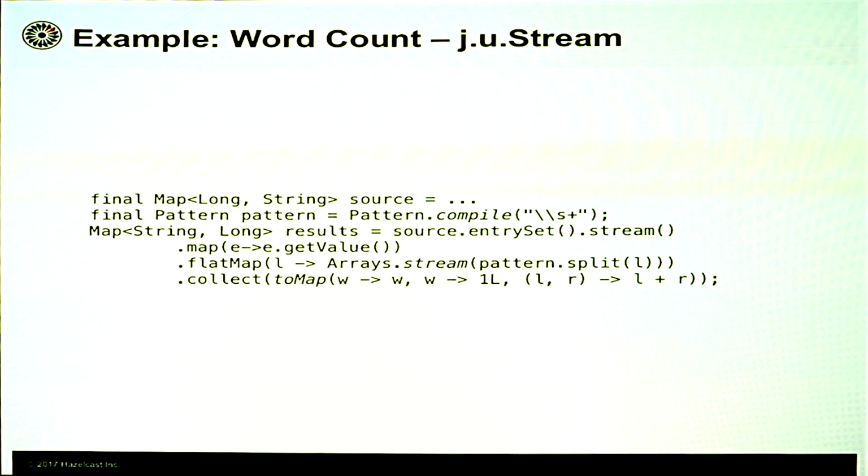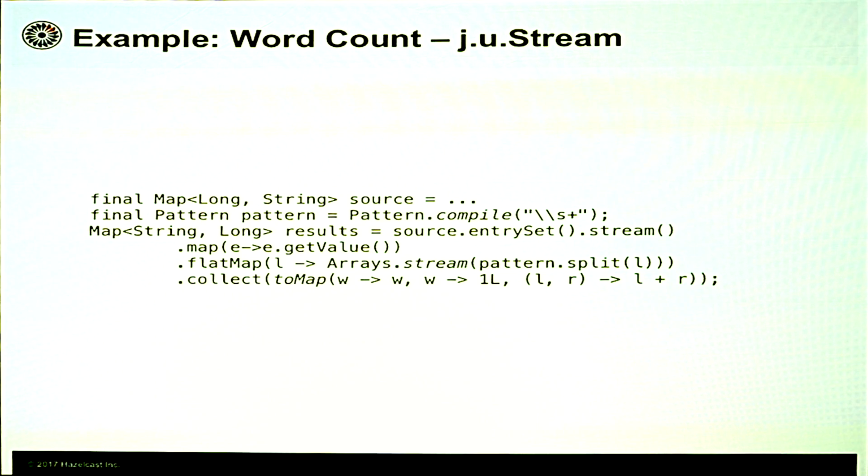And first, you transform the entry object, which is the map entry object, into just the value. So that becomes a stream of values, which is a string, a line, in our word. And then we do a flat map. How many of you know what a flat map is, or what flat map does?